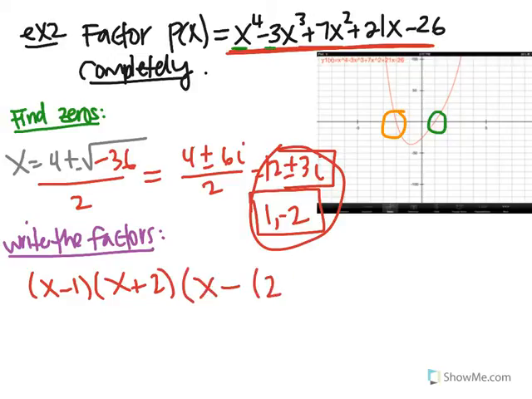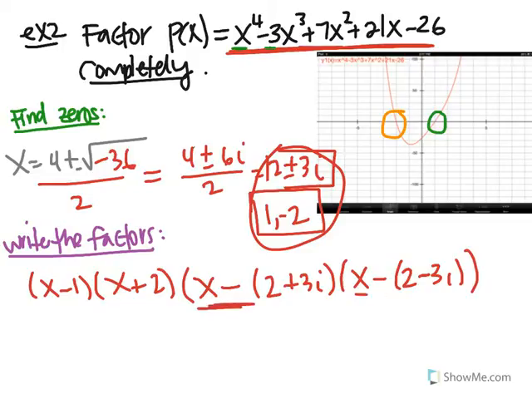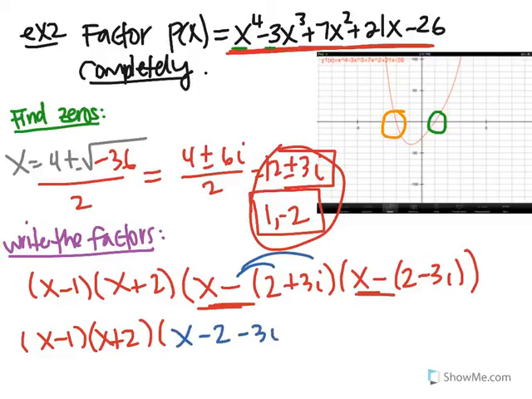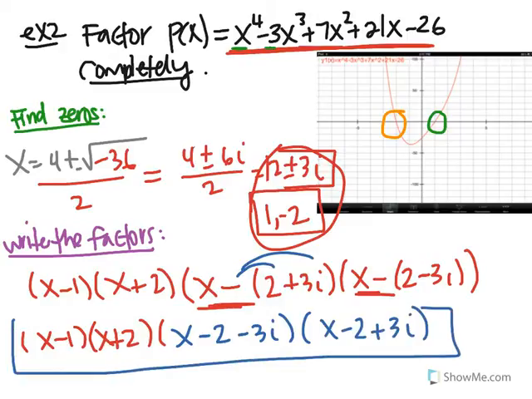So one of the factors is x minus 2 plus 3i, and then the other factor is x minus 2 minus 3i. So you basically are just doing x minus for each of these and then putting your 2 other zeros. So then when I simplify this, I have the x minus 1 and the x plus 2. And then I can go ahead and just distribute this negative through to write my complete factor. So I get x minus 2 minus 3i, and then here I will get x minus 2 plus 3i, and this would be my polynomial completely factored.